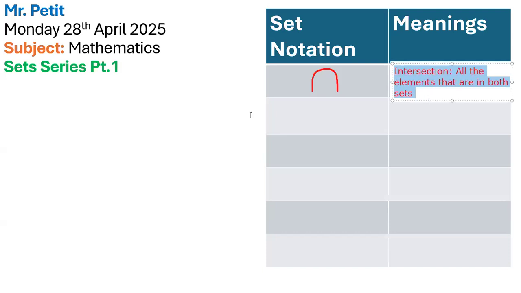Ken Dawn, where's Ken Dawn? Yes, sir. Are you writing this down? Yes, sir. Okay, what do we mean by this symbol, the upside down U? What do we mean by this? Ken Dawn.